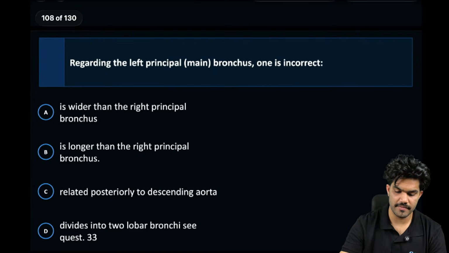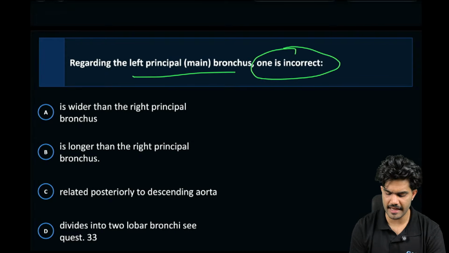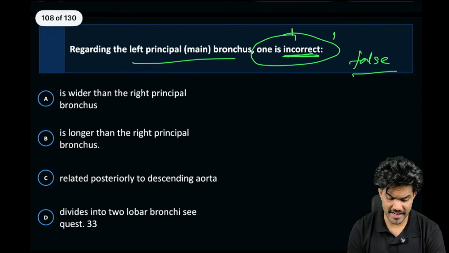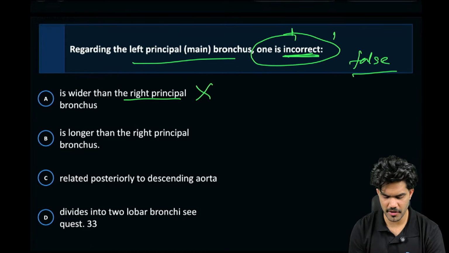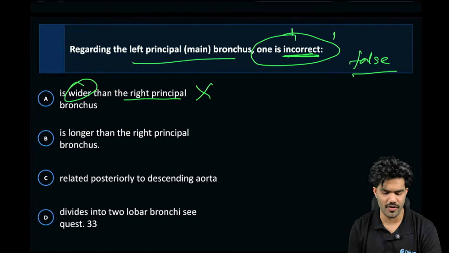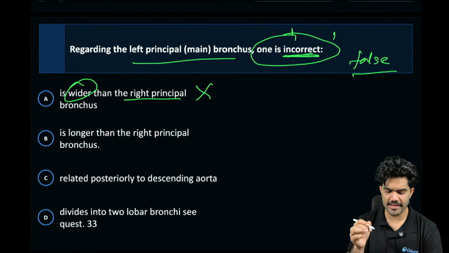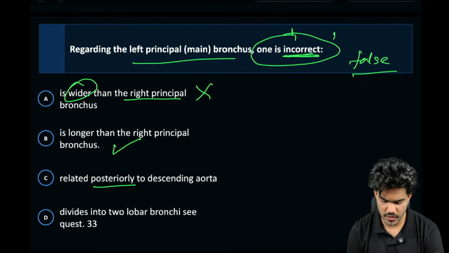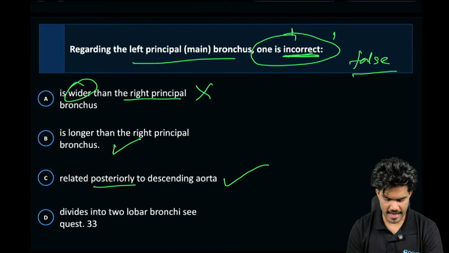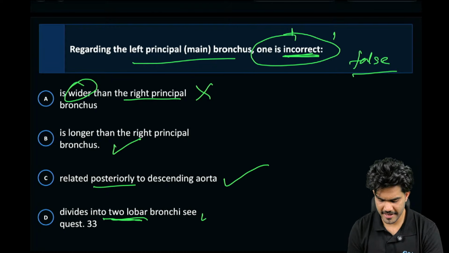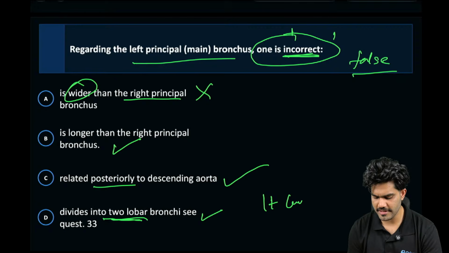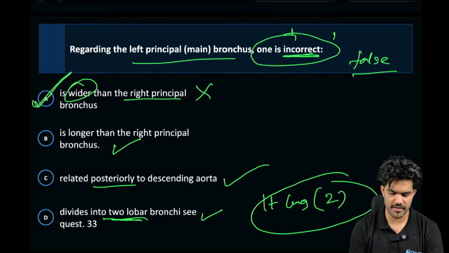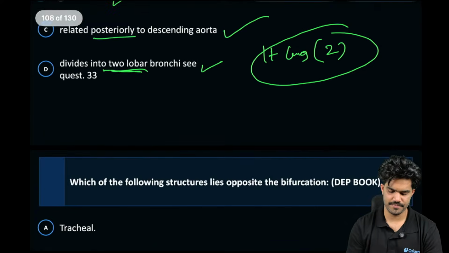Regarding the left principal bronchus, one is incorrect, so we have to find the false one. It is wider than the right. See, the first option itself, wider than right, is wrong. Is it longer than the right principal bronchus? Yes, it is longer. Related posteriorly to the descending aorta? Yes, it is. Divided into two lobar bronchi? Yes, because the left lung has how many lobes? Two lobes. Think about it. So the answer which is wrong is A.